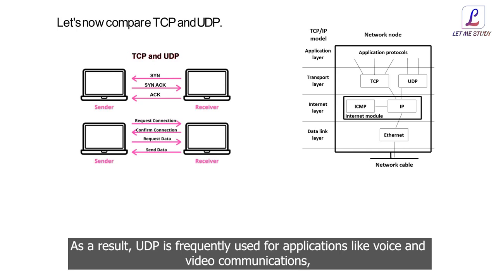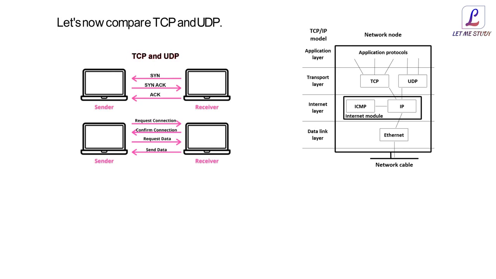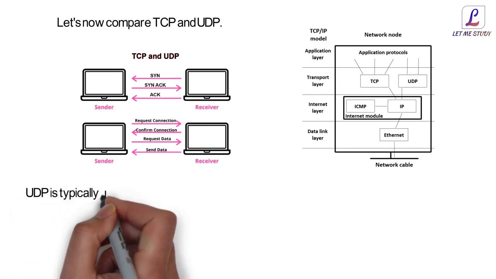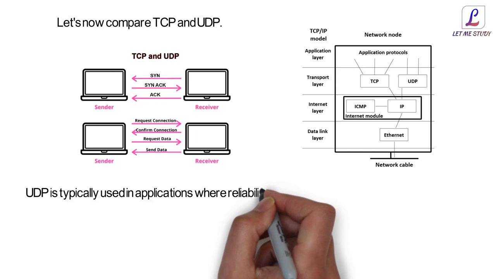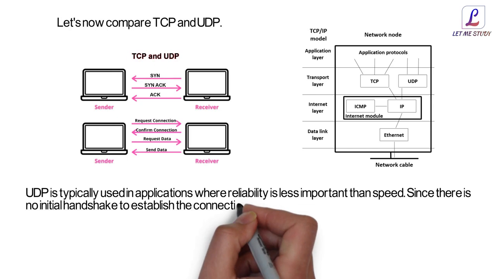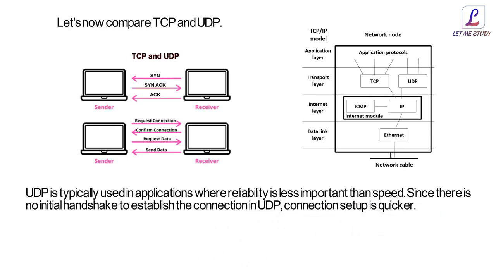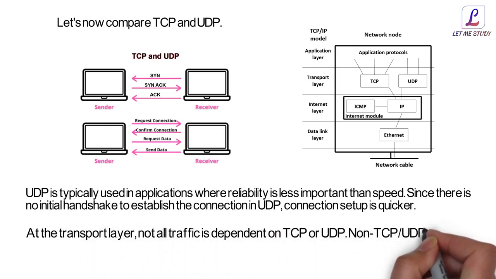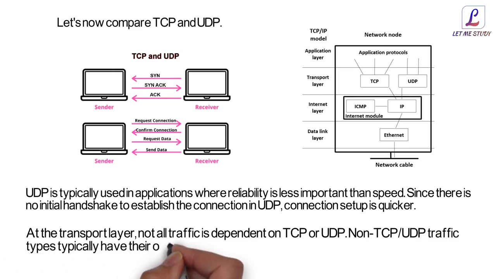As a result, UDP is frequently used for applications like voice and video communications, where minimizing packet delay is crucial and justifies foregoing reliability mechanisms. UDP is typically used in applications where reliability is less important than speed. Since there is no initial handshake to establish the connection in UDP, connection setup is quicker. At the transport layer, not all traffic is dependent on TCP or UDP. Non-TCP/UDP traffic types typically have their own unique protocol identifiers.